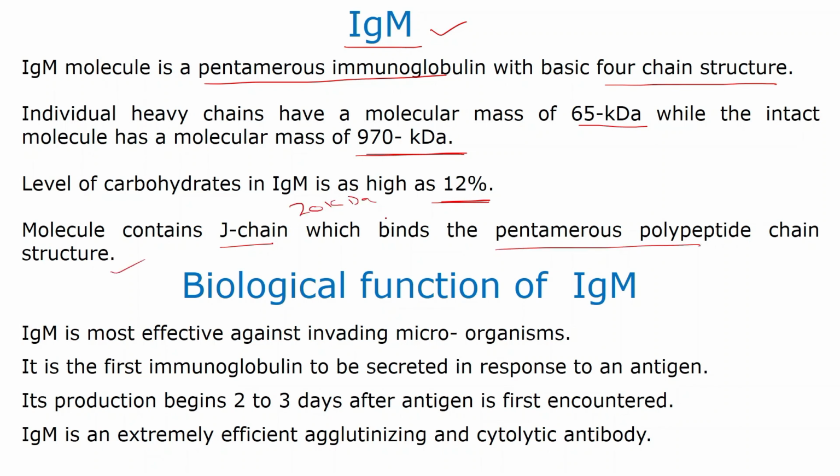Now, the biological function of IgM: it is most effective against invading microorganisms. It is the first immunoglobulin to be secreted in response to an antigen. If an antigen is entering, the first immunoglobulin generated is IgM, and its production begins within 2 to 3 days after the antigen is first encountered. IgM is an extremely efficient agglutinizing and cytolytic antibody, so it is involved in agglutination as well as cytolytic destruction, that is, causing the cell to die, bacteria to die, fungi to die, by showing agglutinizing as well as cytolytic activity.